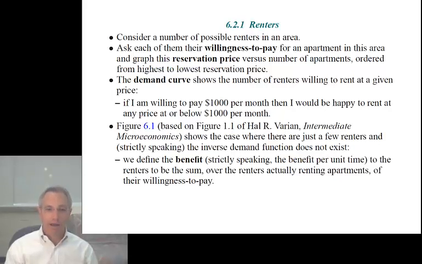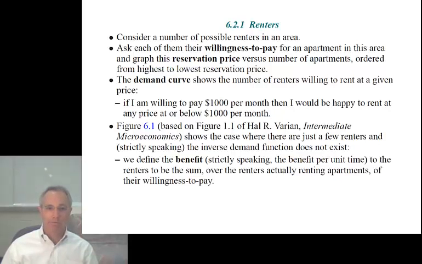And we're going to graph that reservation price versus the number of apartments, ordered from highest to lowest reservation price. So using our nomenclature, the demand curve shows the number of renters willing to rent, in other words, the quantity, for a given price. And by the way, if I'm willing to pay $1,000 per month, then I'd be happy to rent at any price at or below $1,000 per month. In this case, we could think of 1,000 as the reservation price because it's something I want to buy.